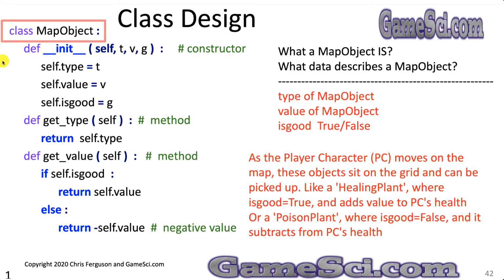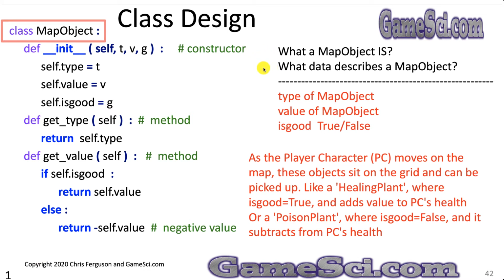Let's create the class map object. We need the keyword class. Of course, we need our colon at the end. And then everything that is indented below the colon after the keyword class will be part of our class map object. As soon as the indent stops, that's the end of the class. What a map object is.